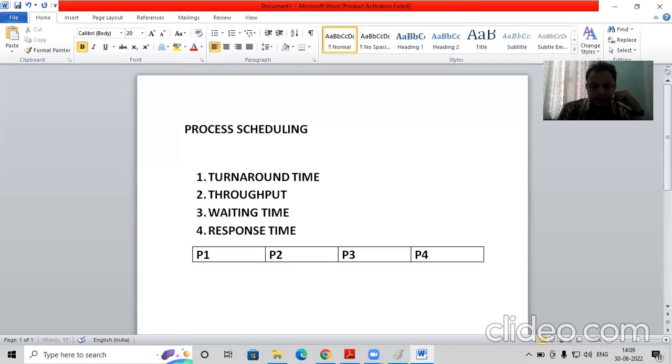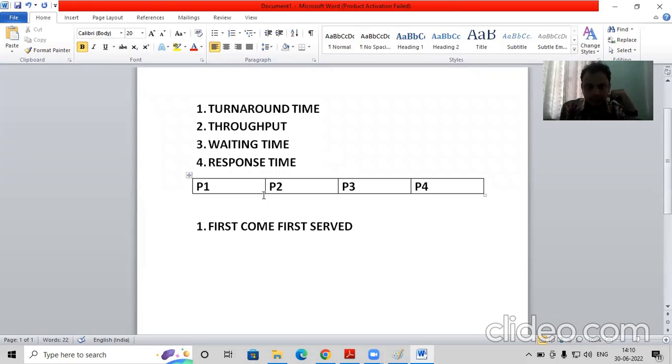First algorithm that we are going to discuss is first come, first serve. This is an algorithm which we can describe in this way. For example, in this example, we have taken 4 processes.